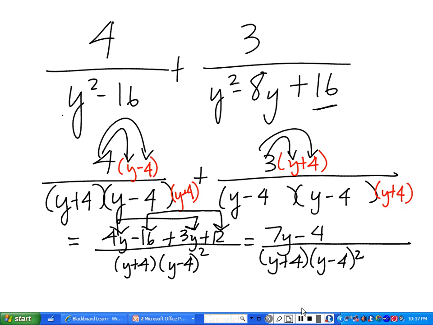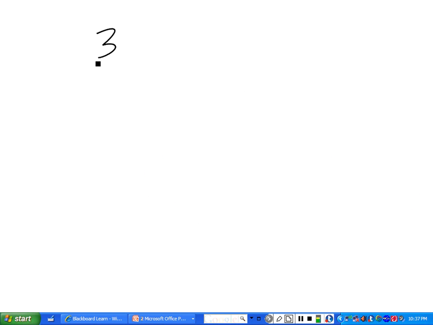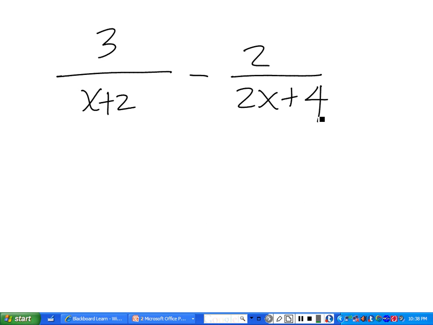Alright, one for the road. Let's say we had 3 over x plus 2, minus 2 over 2x plus 4. What should you be cautious about? There's a minus sign here, so always exercise caution when there is a minus sign in the middle.